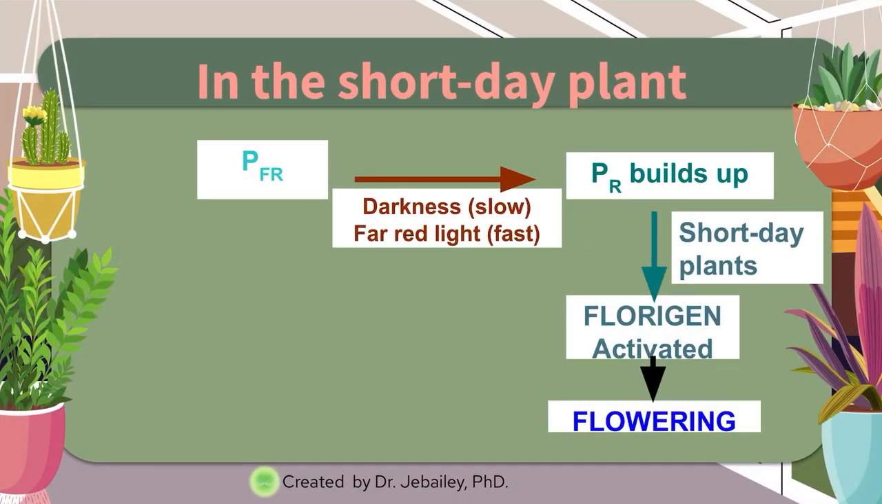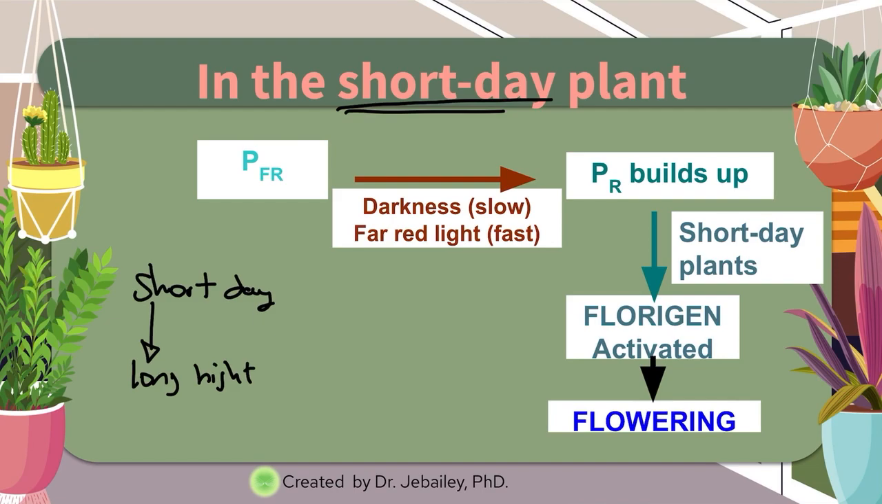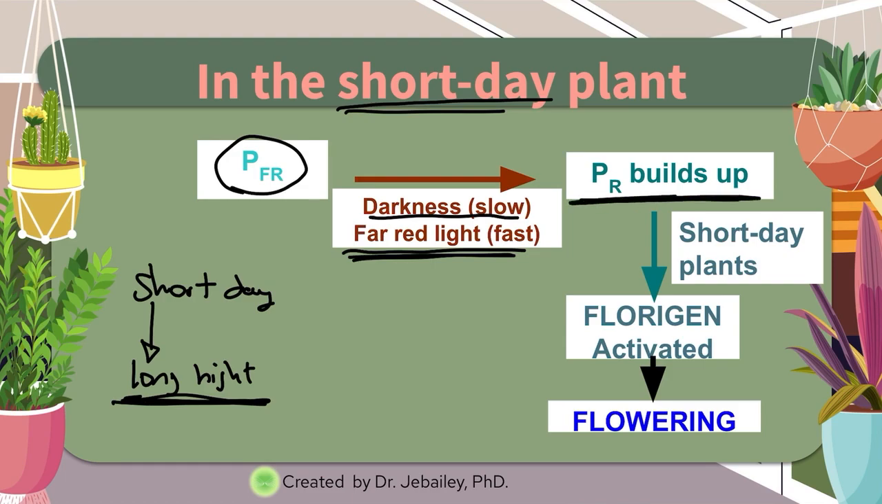So to make your life easy, now when we talk about short day, when you see the word short day, what does that mean? A short day means you obviously are going to have a long night, right? So in the short day, you're going to have the PFR during the night, which is a long night. Think about it. They're absorbing all the far red light, and it's going to be very slow during the night. So what happens? You build up PR, because remember, PFR is turned to PR during the night. Now, for the short day, that's exactly what it wants. It wants to have a lot of PR. And this way, it activates florigen, which is the gene that activates to make a flower.